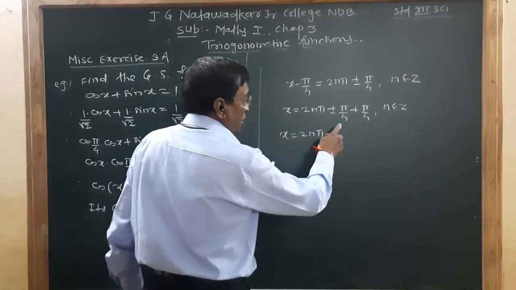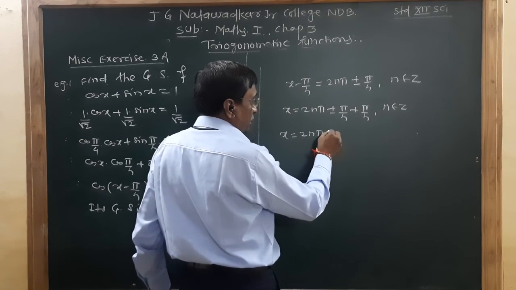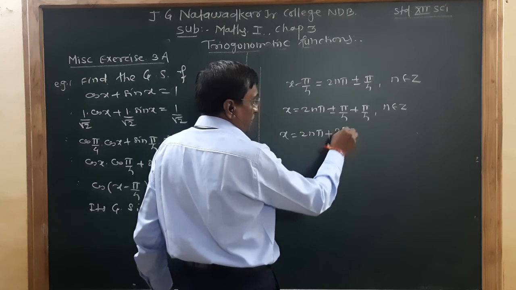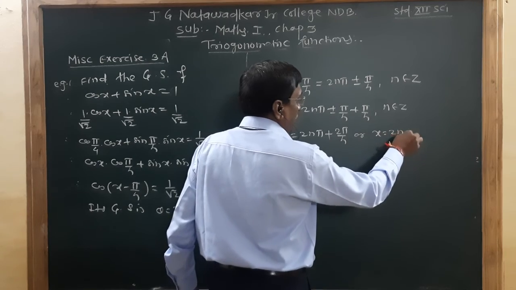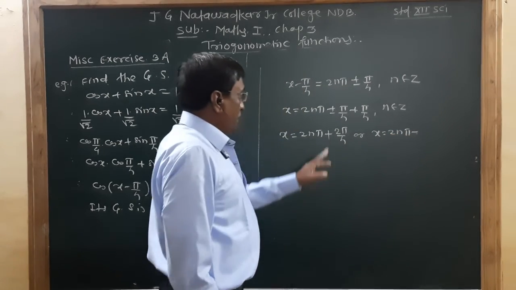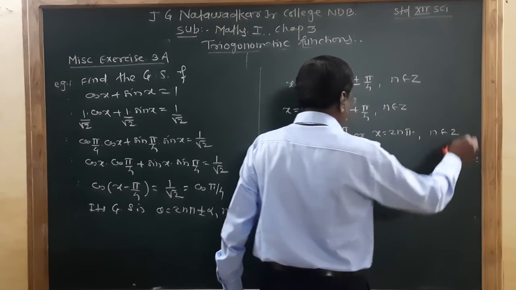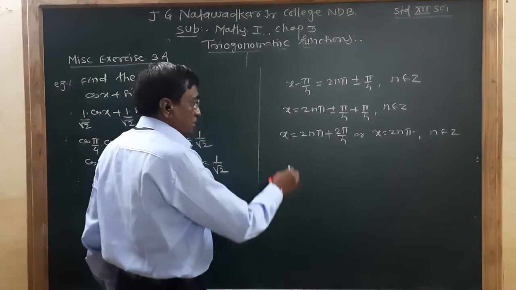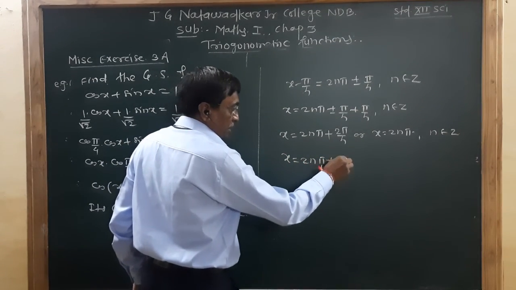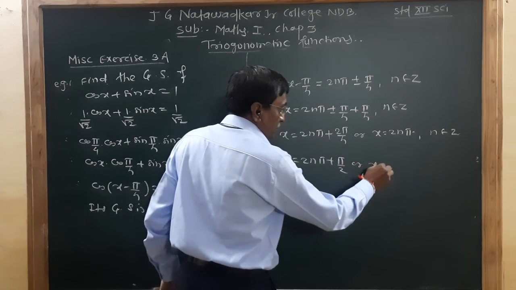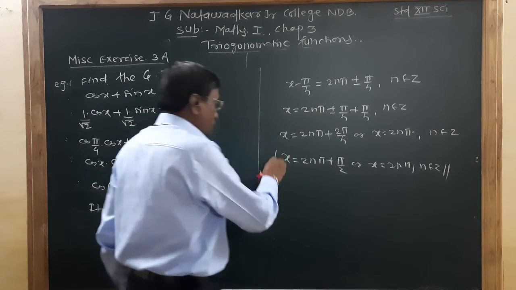See that, if you add, we get plus 2 pi upon 4, and if you subtract, we get 2n pi, because subtracting pi by 4 cancels it, giving 0, as n belongs to Z. So simplifying, x is equal to 2n pi plus pi by 2, or x is equal to 2n pi, as n belongs to Z. This is our required general solution.